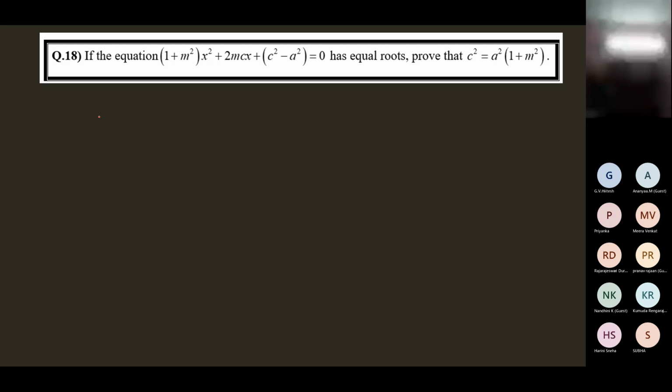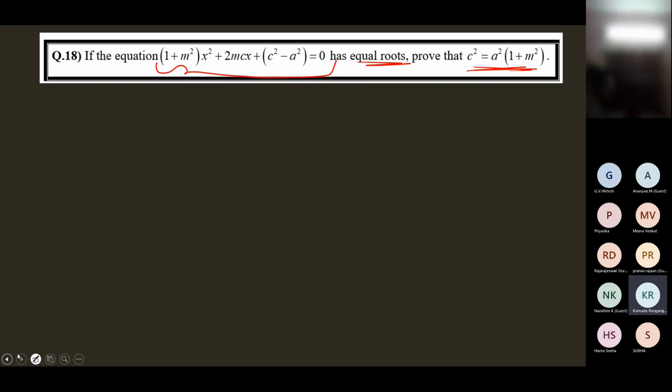All right. So here, if the equation 1 plus m squared of x squared plus 2mcx plus c squared minus a squared is equal to 0 has equal roots, prove that c squared is equal to a squared into 1 plus m squared. Okay, so this is what we have to prove.